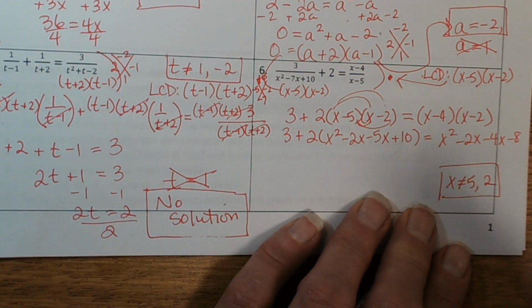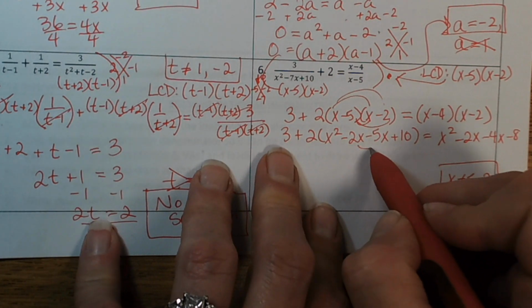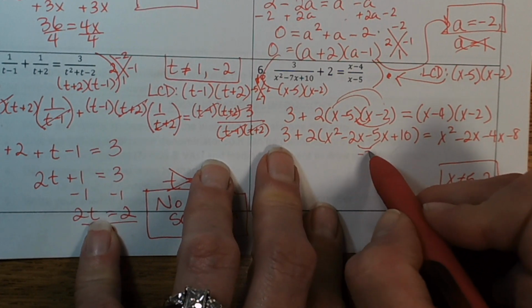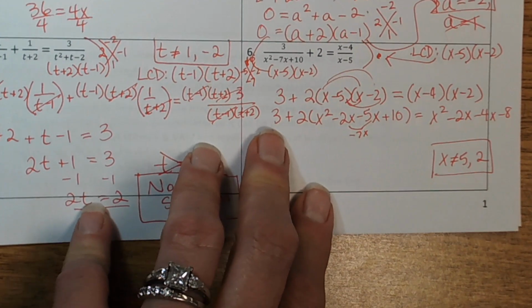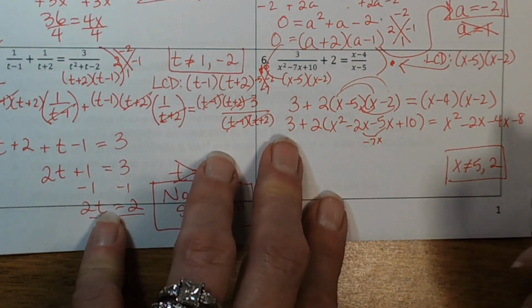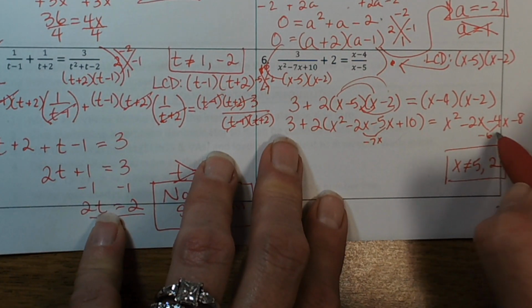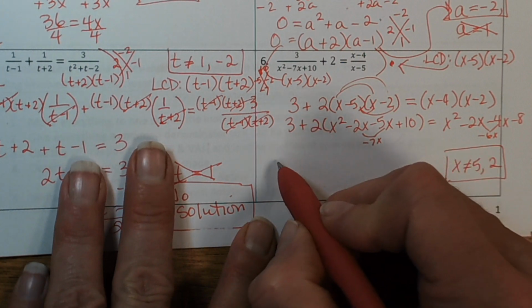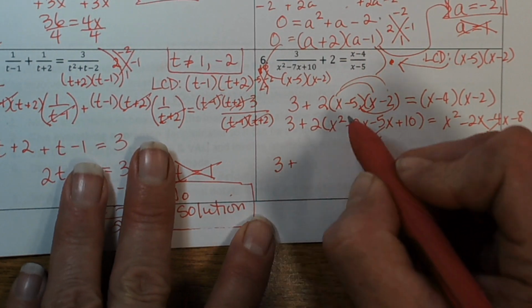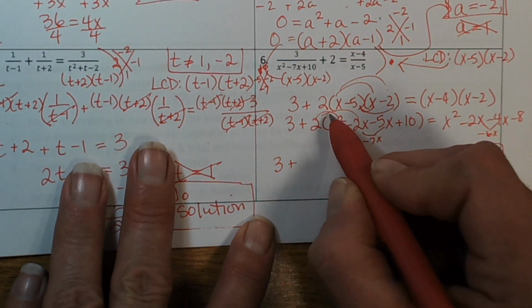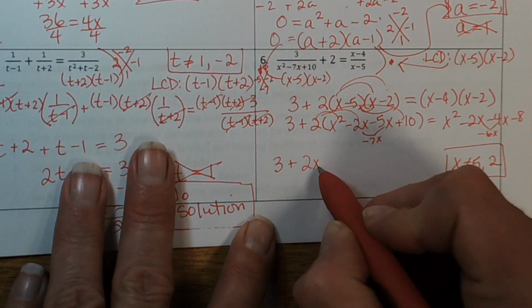All right, I need to do a little simplifying. I'm going to shorthand this. This right here would give me negative 7x, so I can distribute that 2 in. And then here, this would give me negative 6x. So I've got 3 plus, and I'm going to distribute that 2 into all of these terms, 2x squared.